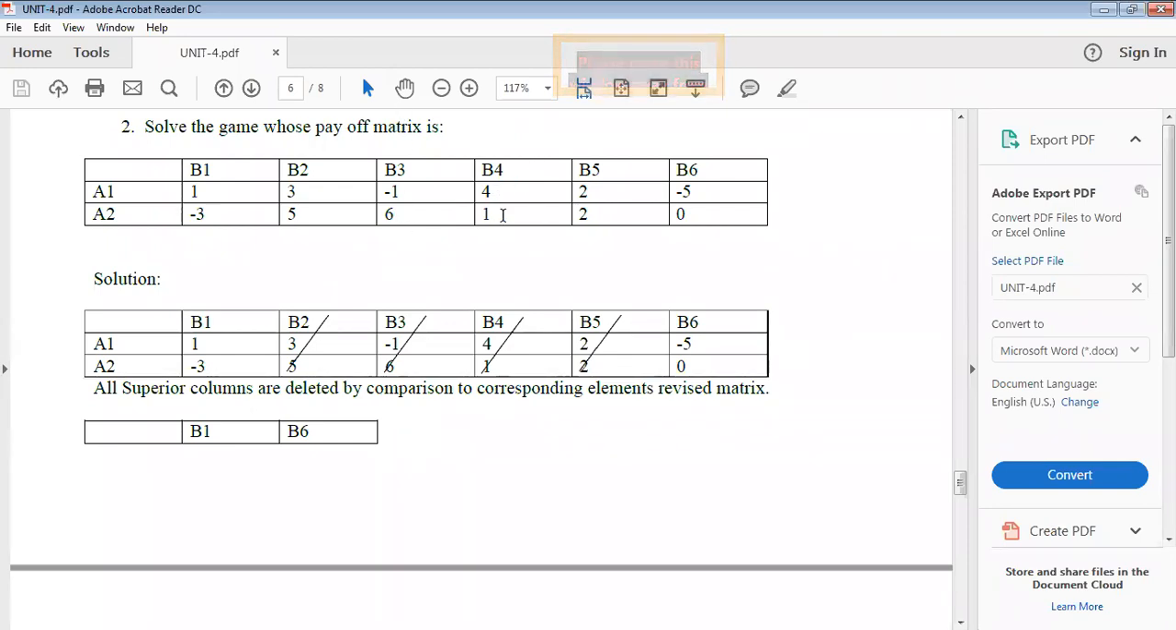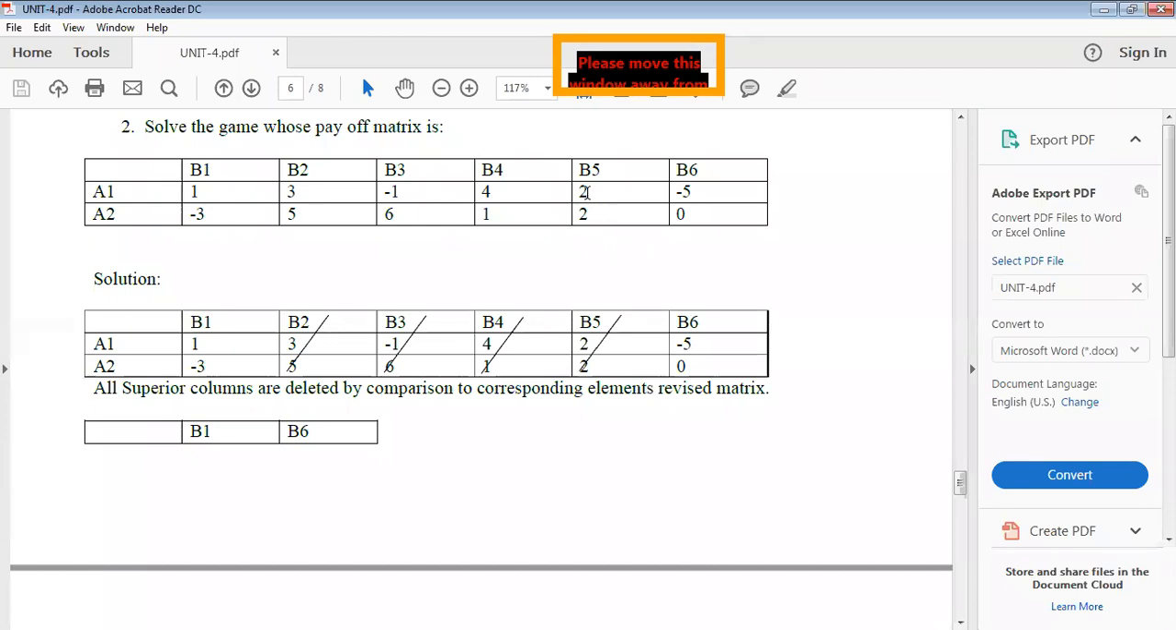4, 1 if you take up, 4, 1 is not dominant. 4, 1 is compared to this 1 and minus 3. So 1 is greater than minus 3. 4 is greater than 1. So the 4, 1 will also go out automatically.